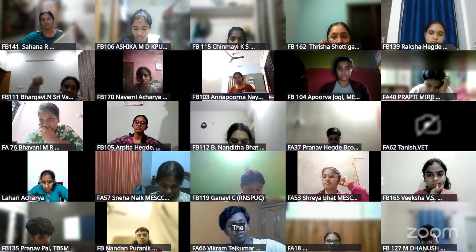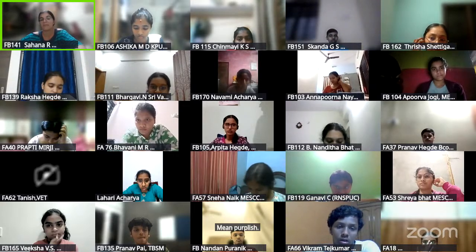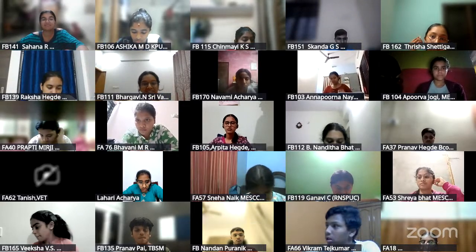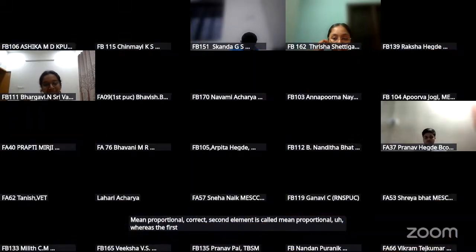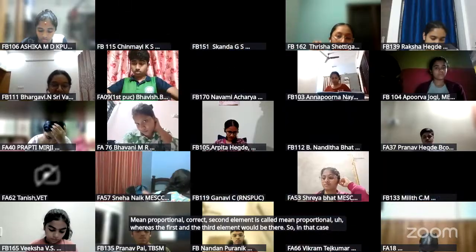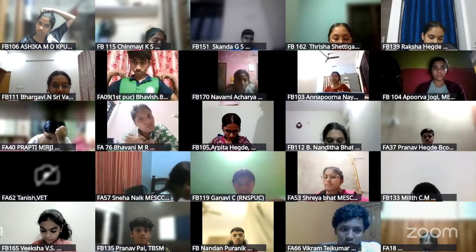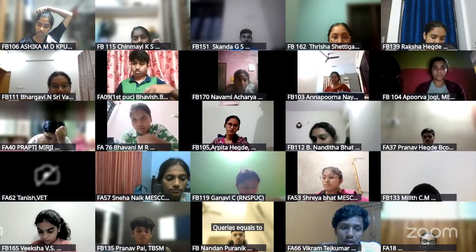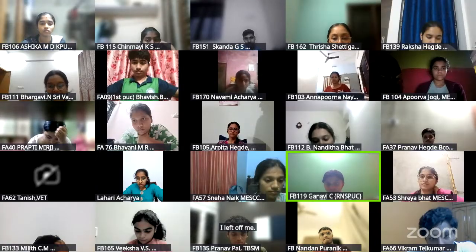However, if we have only three elements, the second element would be called mean proportional. Correct. Second element is called mean proportional, whereas the first and the third element would be there. So in that case, the cross product rule will be applied as B square is equal to AC. B square is equal to AC. Everyone following? Yes.